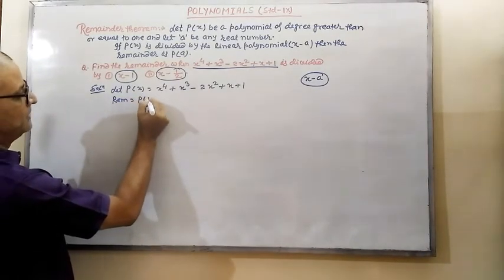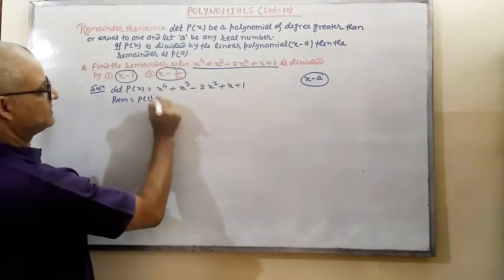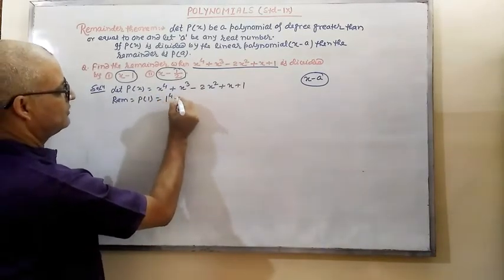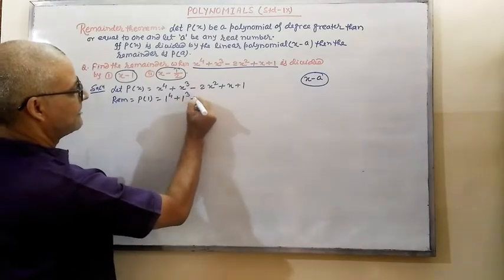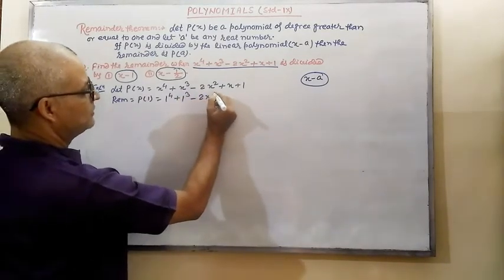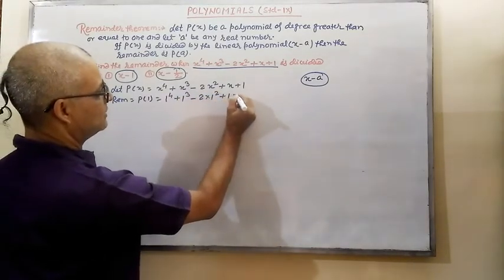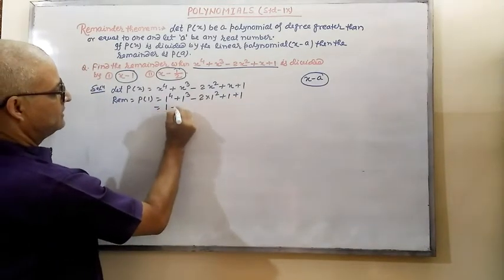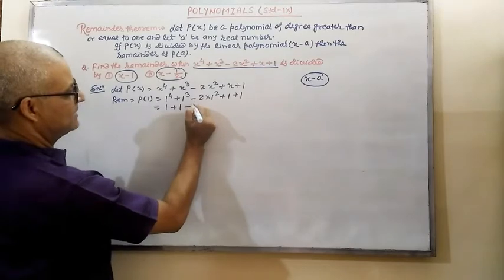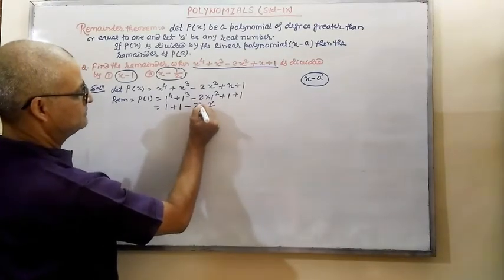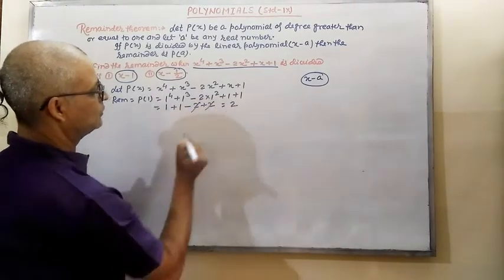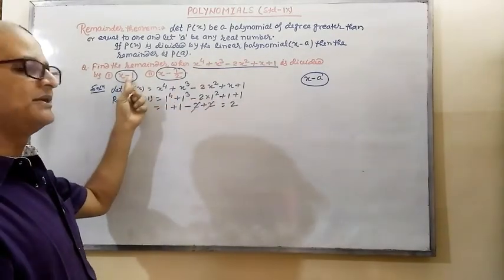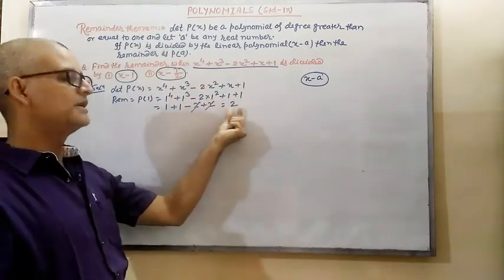P(1). Now P(1) means in place of x substitute 1. 1 to the power 4 plus 1 cube minus 2 into 1 square plus 1 plus 1. 1 to the power 4 is 1, 1 cube is 1, minus 2 plus 2. That is equal to 2. It means when that polynomial is divided by x minus 1, then our remainder is 2.